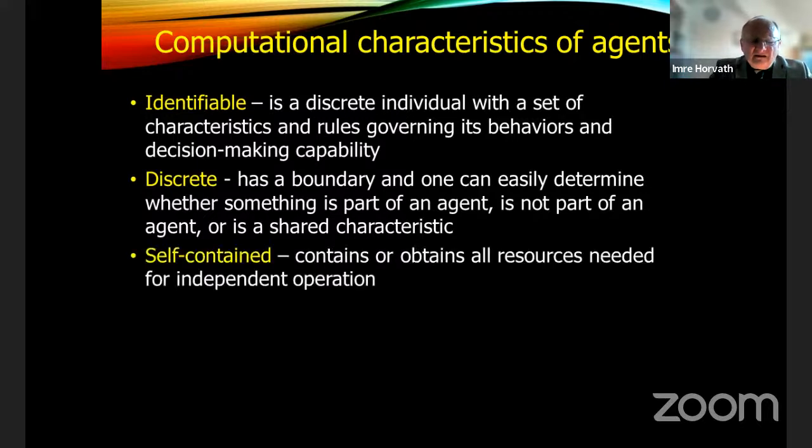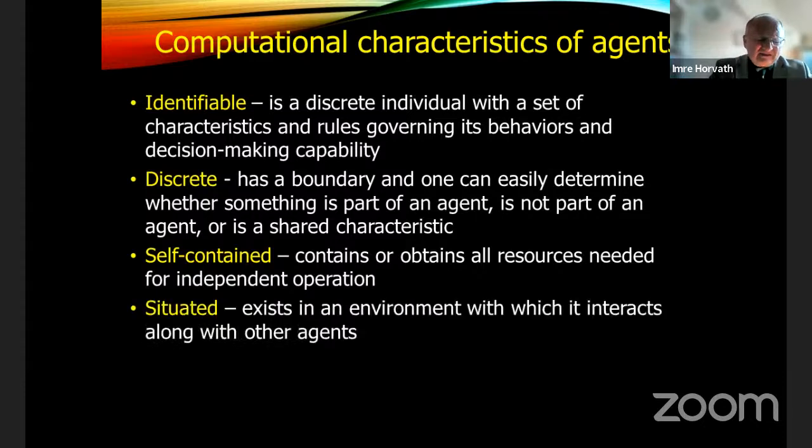An agent, from a computational point of view, can be self-contained, which means that the implementation of the agent contains or obtains all resources needed for its independent operation. Then the agent can be situated, which means that it exists in an environment with which it interacts along with other agents, and in the background it assumes the context, with context-building and context-inferring capability.